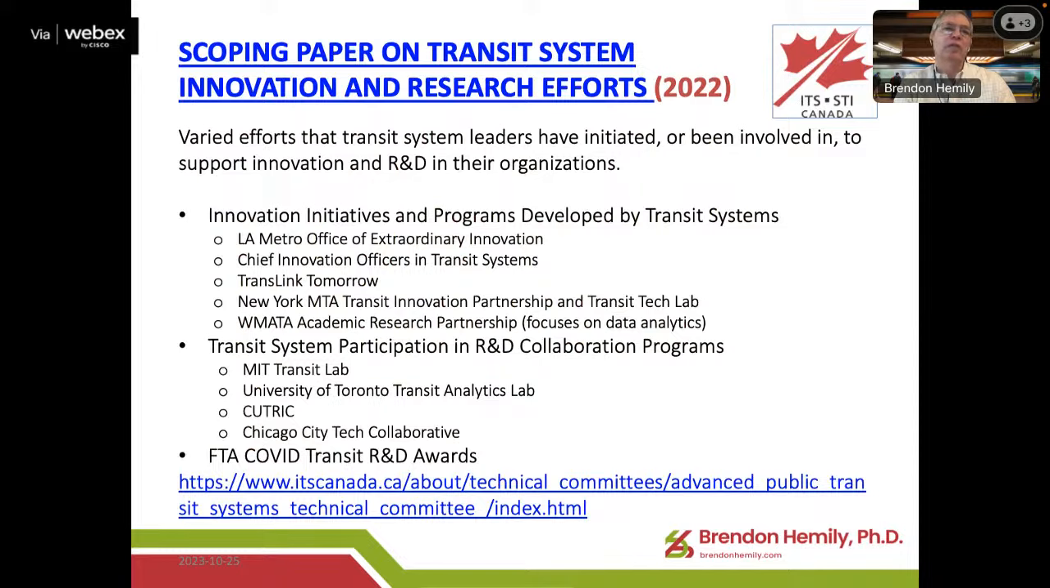And that includes, it's changed its name, the LA Metro Office of Innovation, a growing trend towards chief innovation officers in transit systems. TransLink has a process for unsolicited proposals and also for academic research. New York MTA has a very high profile one, the Transit Innovation Partnership. And WMATA recently, or a year ago, I guess, developed a multi-year academic research partnership focusing on data analytics.